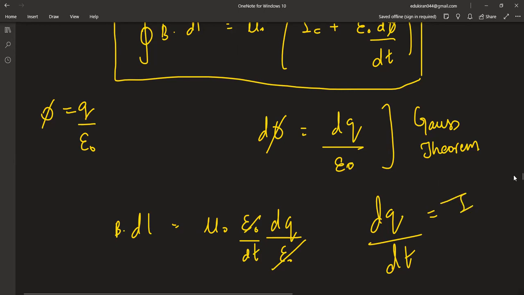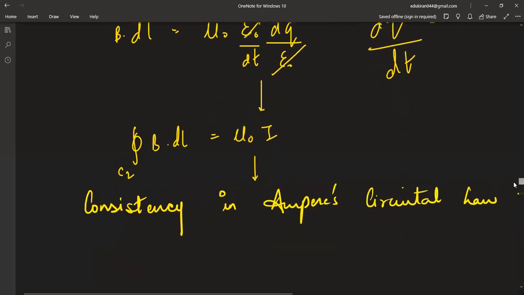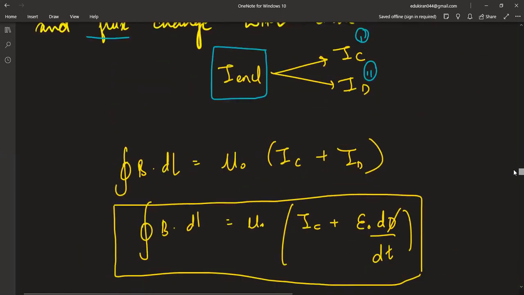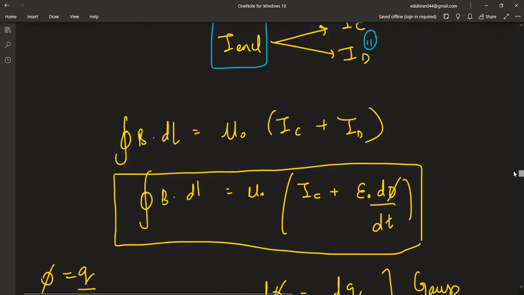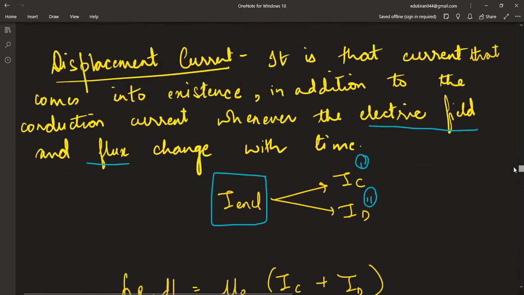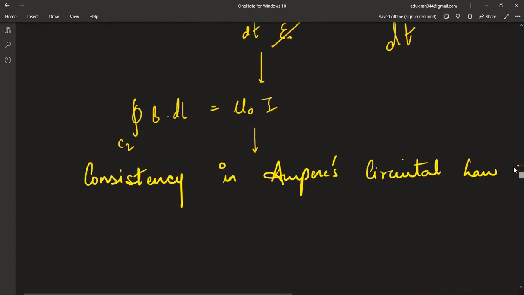That is I. So here this is becoming back to B dot dl is equal to mu naught I. That is, it is now consistent with Ampere circular. This is the proof. If a question comes, prove that adding displacement current makes the law consistent, then you have to show this part. This small derivation, very small derivation, this you have to show. And that's why we have this displacement current in our system. Write it down.